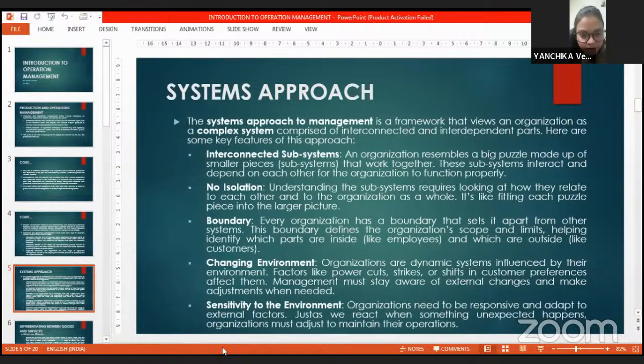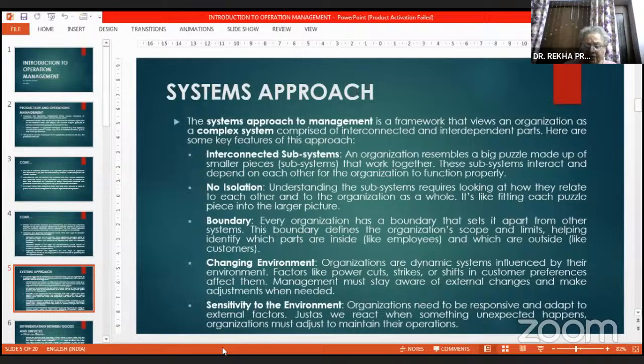Sensitivity to the environment. Organizations need to be responsive and adapt to external factors, just as we react when something unexpected happens. Organizations must adjust to maintain their operations. So, as I told you, it is a matching of the external as well as the internal. It is called SWOT analysis: your strengths, weaknesses, opportunities, and threats.